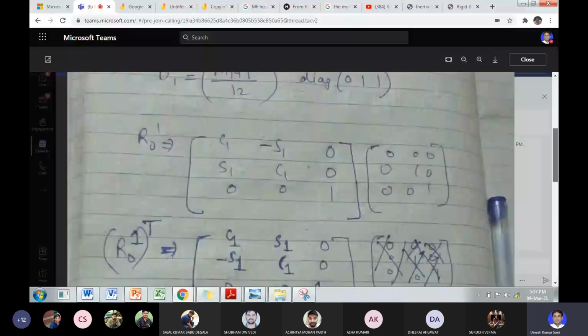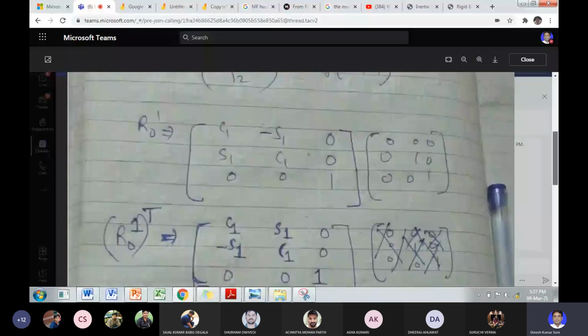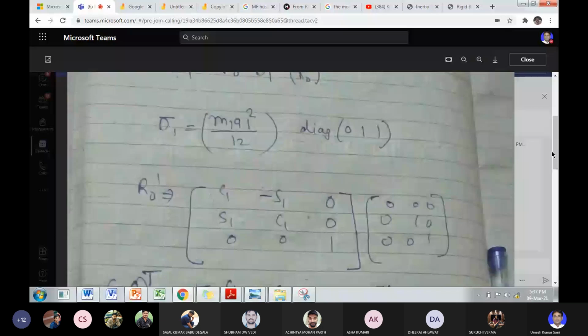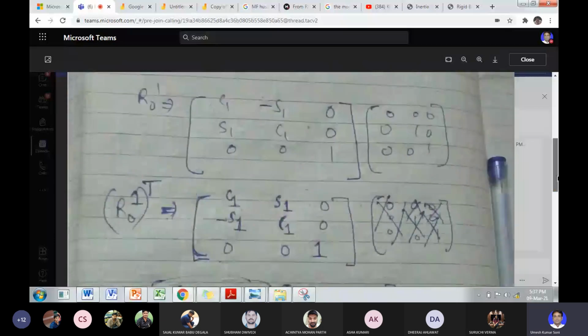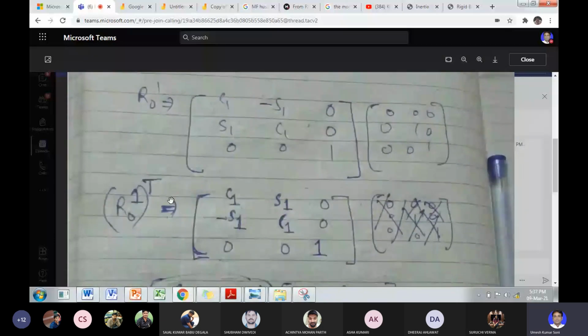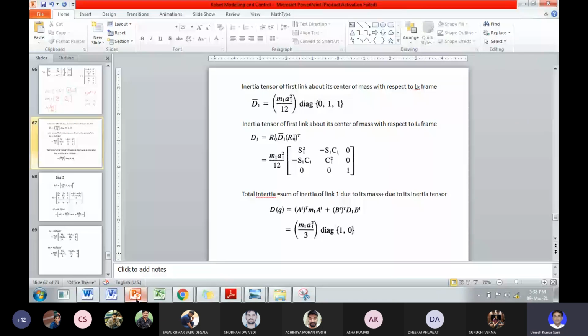So the student here has shown how the calculation has gone. Here R10 is C1 S1. Why have you taken this transpose? Okay, a transpose will be needed in it, the transpose of R10. So R10 into this, this is, which matrix is it? D1.